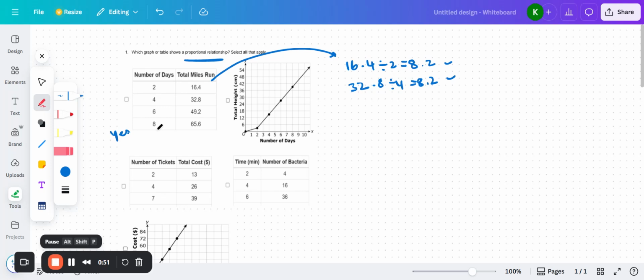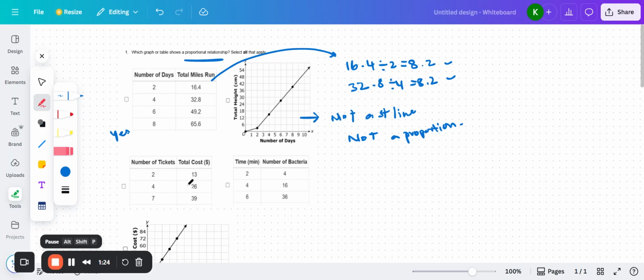Yes, it's a proportion. Now this one, it is not a straight line, so it is not a proportion. And please make sure you write everything down in your notes or on the paper that I give you. Right, next go to the third one. Let's do the same way. Divide it, 13 divided by 2, 26 divided by 4, and see if we get the same or not.